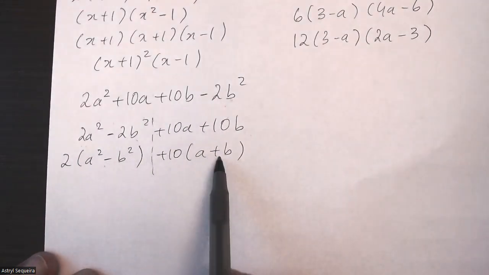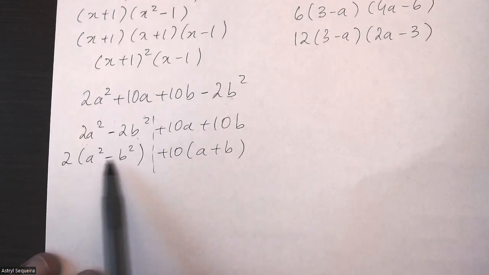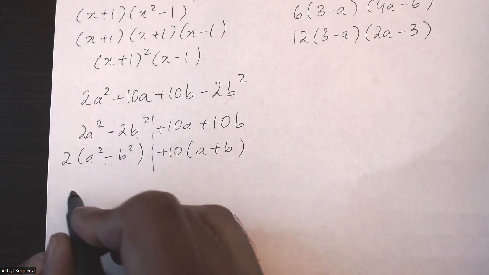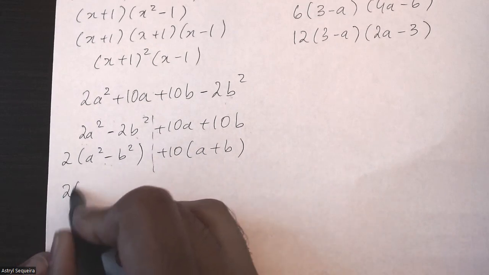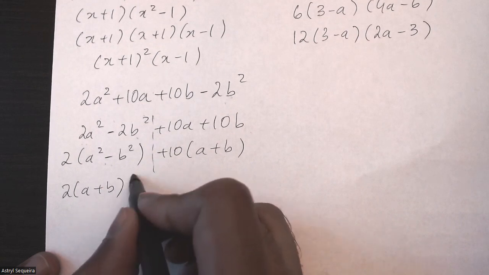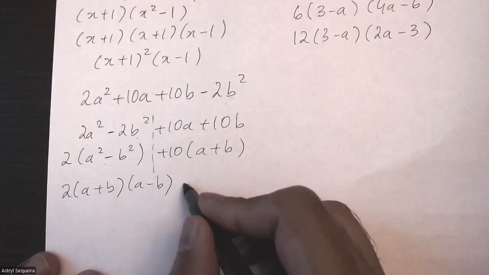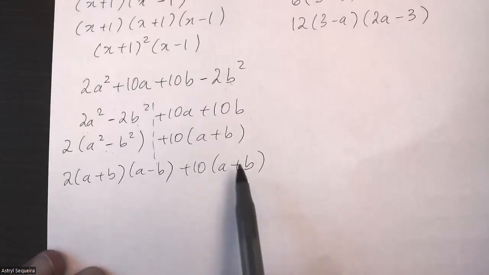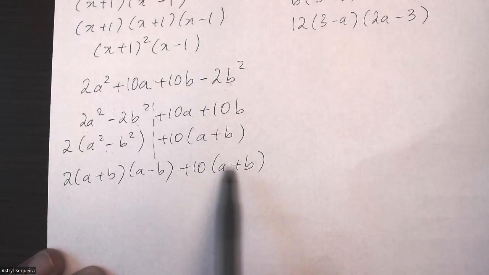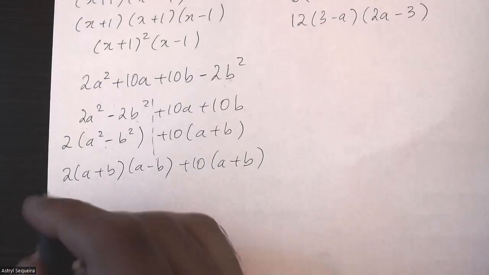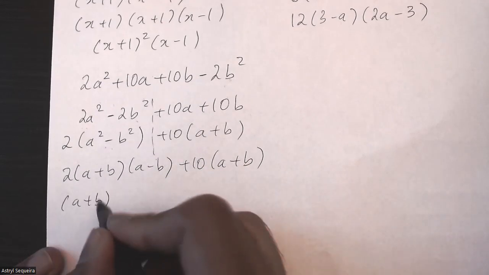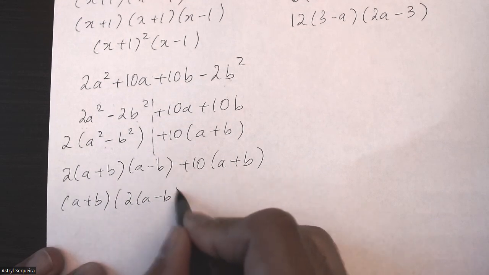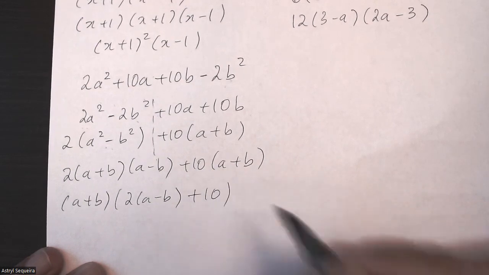The problem right now is the brackets don't match. But what you still notice is this can be factored further by difference of squares. So I'm going to factor this by difference of squares. It's just going to be a plus b times a minus b. And now what I notice is this bracket and this bracket do match. So I know I'm on the right track. I'm going to common factor out a plus b. I'm left with 2 times a minus b plus 10.